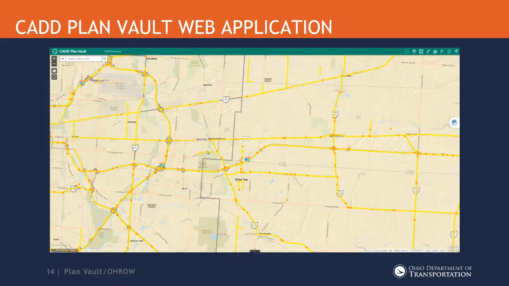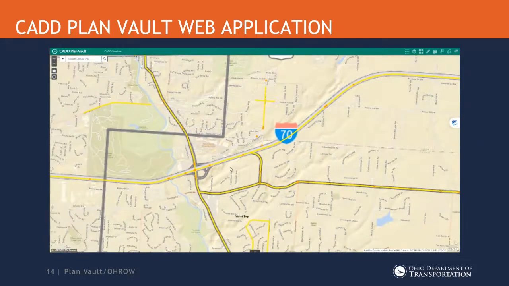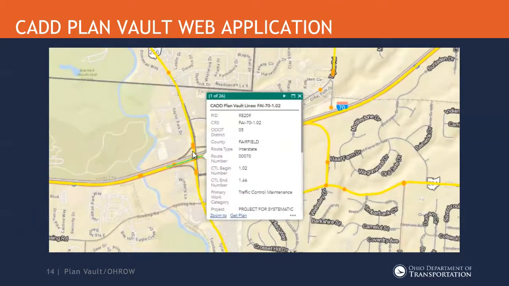So if I zoom in, let's say, I'm coming in here to 70, right in between, I think this is 256. You can click on a linear feature or even a dot, for example, and you can see that where I selected, there's one of 26. Okay, so there's 26 intersecting linear features or dots where I clicked. And I can navigate this by clicking the next arrow, and I can take a look at the metadata associated with each of those plans.